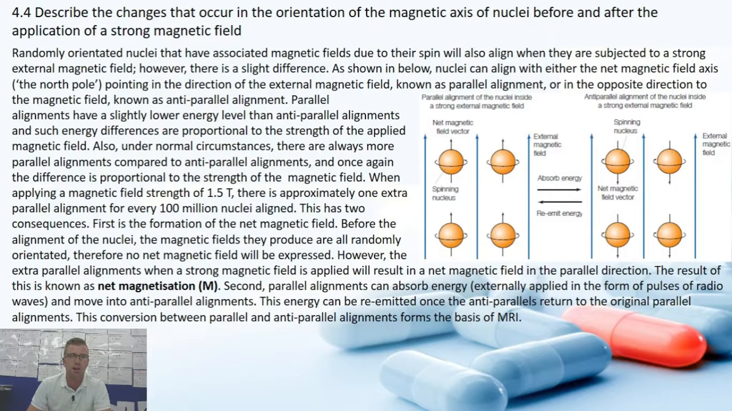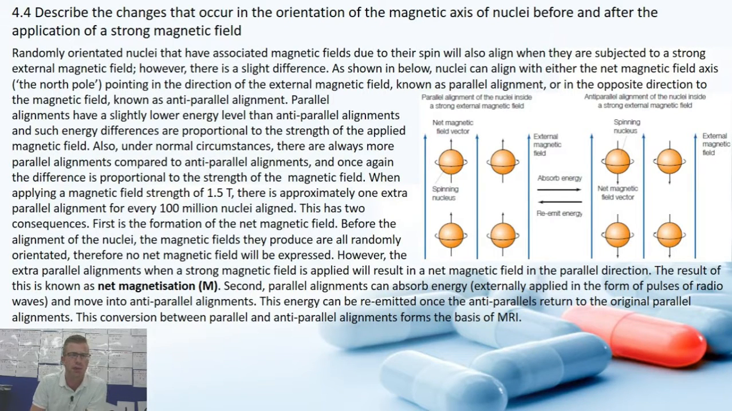Second, parallel alignments can absorb energy, externally applied in the form of pulses of radio waves, and move into anti-parallel alignments. This energy can be re-emitted, and once these anti-parallel alignments return to their original alignments, this is the basis of the MRI, and the computer can gather this data.